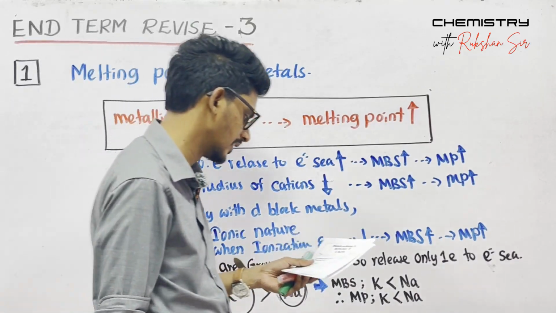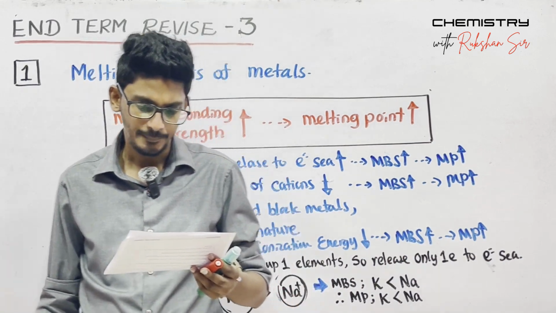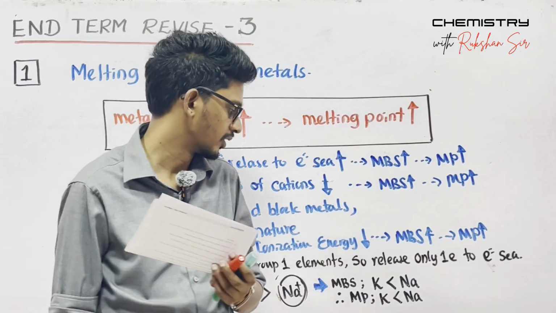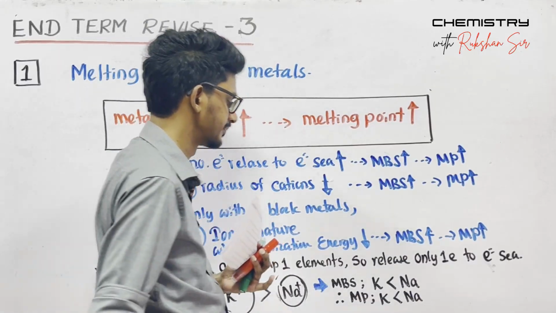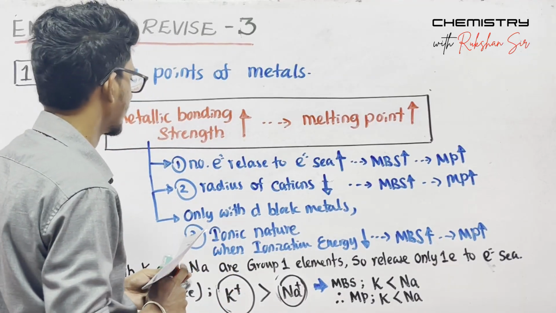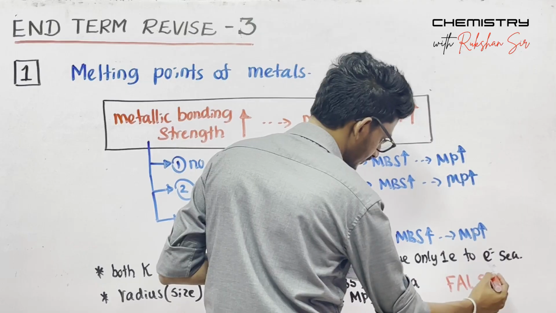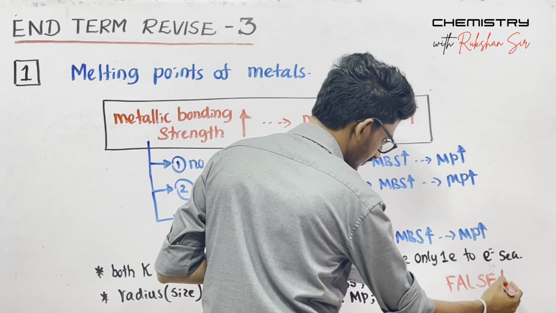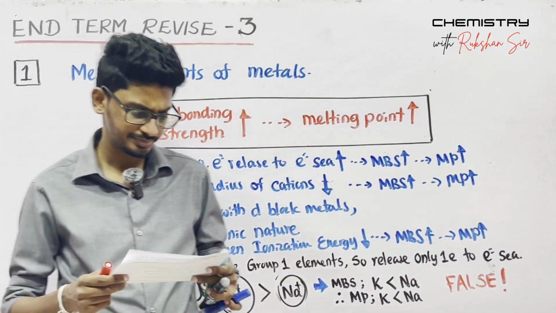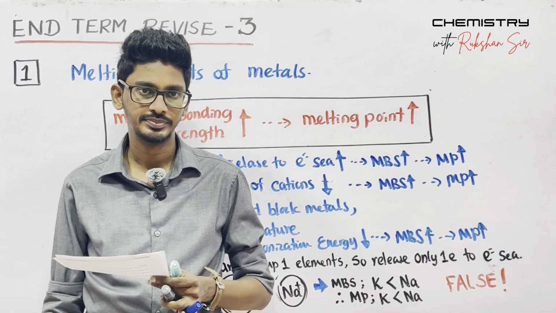So let's go to the statement again. As molar mass of K is higher than that of sodium, melting point of K is greater than that of sodium. No, melting point of K is lesser than that of sodium, right? So the statement is false. Okay, so that is the review for statement number 1.